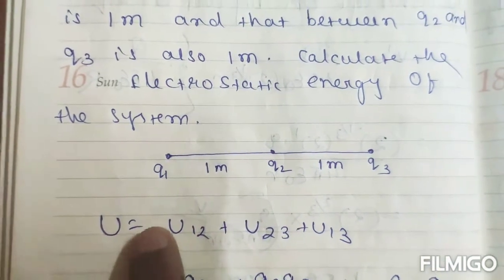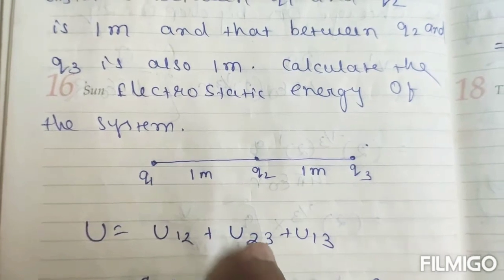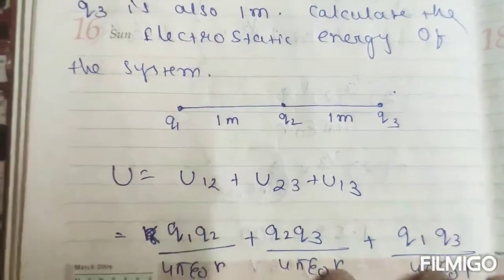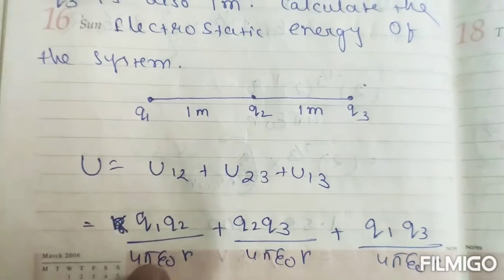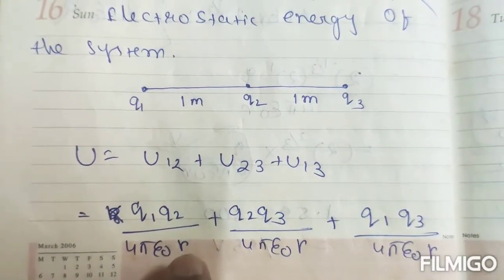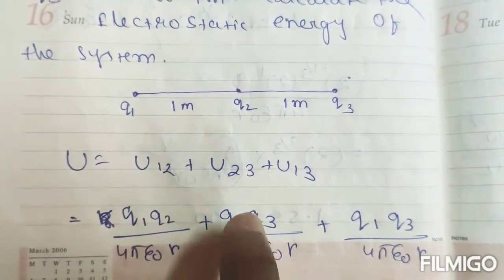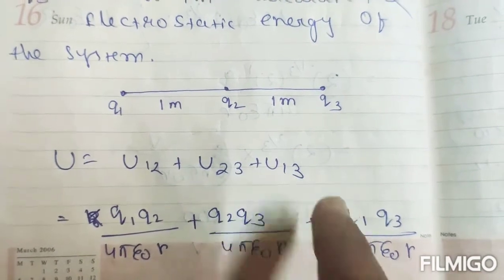Your energy is nothing but the combination of all three, that is U12 plus U23 plus U13. So let us place the formula. What is your formula for energy? Q1 into Q2 by 4 pi epsilon naught into R, plus this for 1 and 2, this is 2 and 3, and this is 1 and 3.